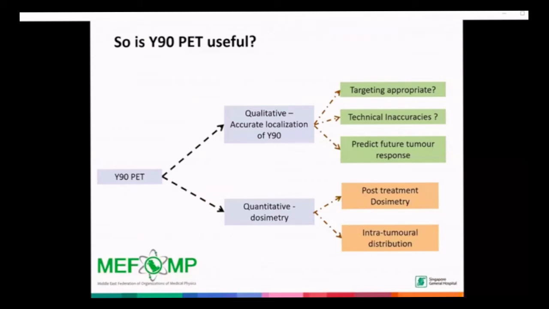So is yttrium 90 PET useful? Well, qualitatively it helps with the accuracy of localization of the yttrium 90. As I mentioned in slide 2, it helps us with targeting appropriateness, technical inaccuracies, and helps us to predict future tumor response. Quantitatively, it helps us with the dosimetry aspect, post-treatment dosimetry, and intratumoral distribution as well.